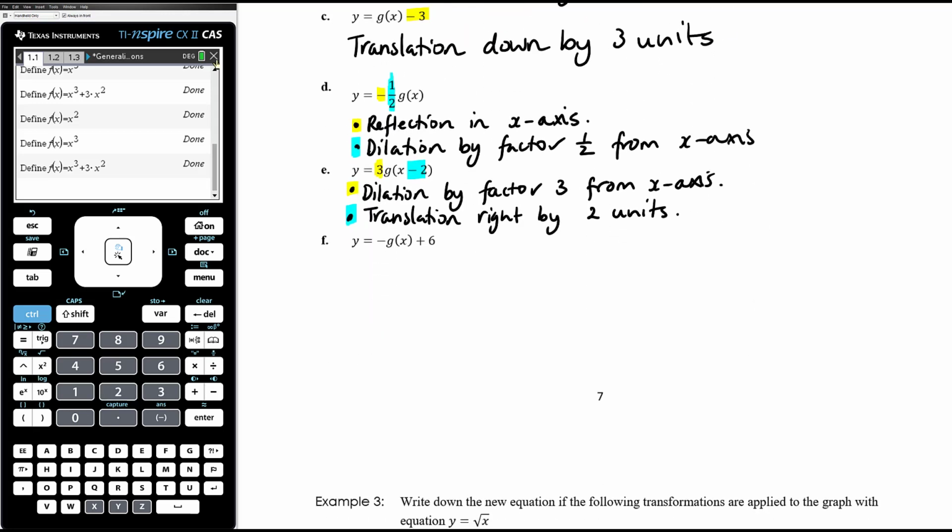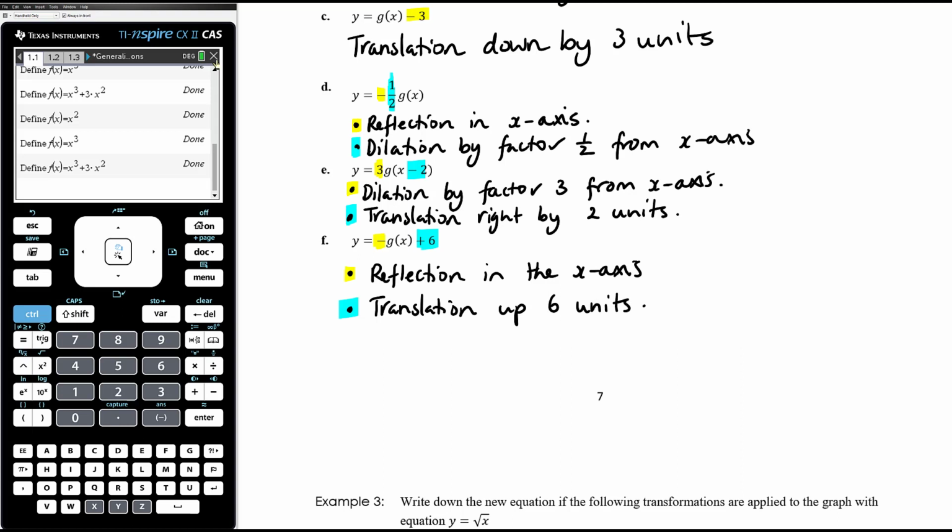Okay, again, here we've got two transformations. We've got a negative out the front here, and we've got a plus 6 here. So the negative out the front is we've multiplied the whole thing by negative 1, so that's our reflection in the x-axis. And then the plus 6 is outside of the function, so that's an up and down translation. So it is a translation up by 6 units.